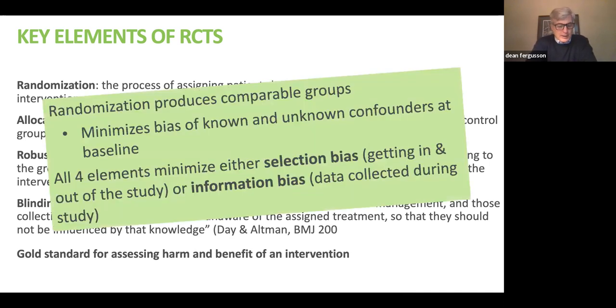So randomization is a central element here, and it minimizes biases of known and unknown confounders at baseline. That's one of the greatest advantages of randomization, because you have an equal chance of being in the treatment or control group. And all four of these elements, randomization, allocation concealment, blinding, and intention to treat analysis, protect or minimize selection bias or information bias. Selection bias is getting in or out of the study, and information bias is the data collected when you're in the study. So despite 500 names for bias out there, there really are two categories of bias: selection bias and information bias. And these four maneuvers help minimize bias, which is absolutely key in protecting internal validity.